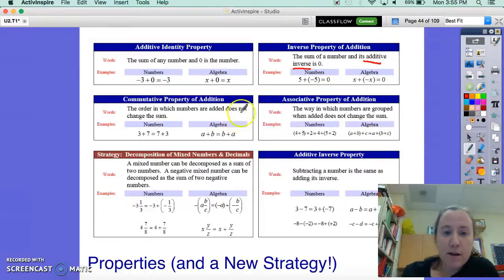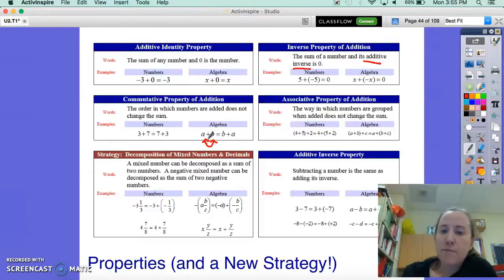The commutative property of addition says that I can switch around the order in which I'm adding, and I can only do this with addition and multiplication. So 3 plus 7 is the same sum as 7 plus 3, or algebraically, if I'm adding two variables together, I can switch around the order of those variables and it doesn't matter.